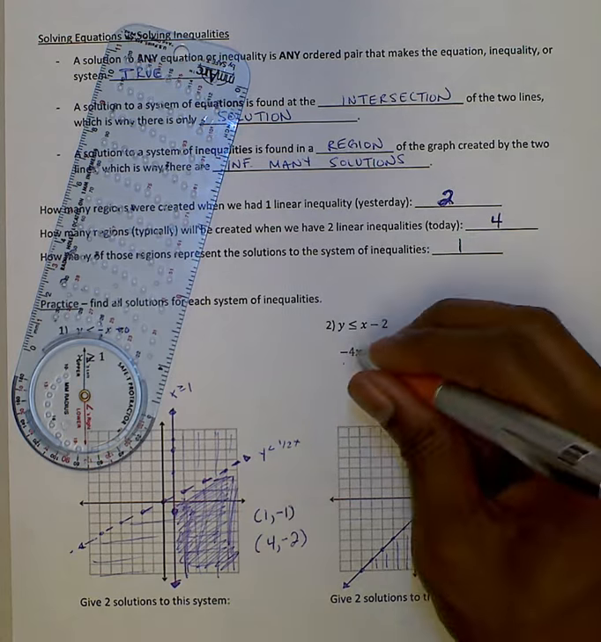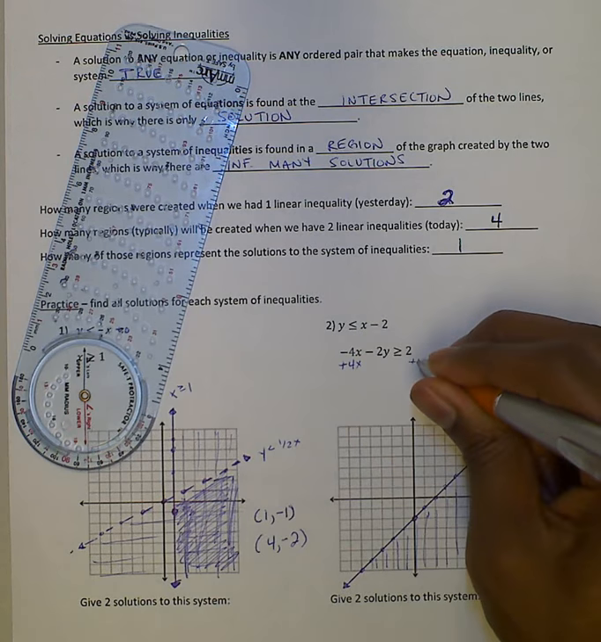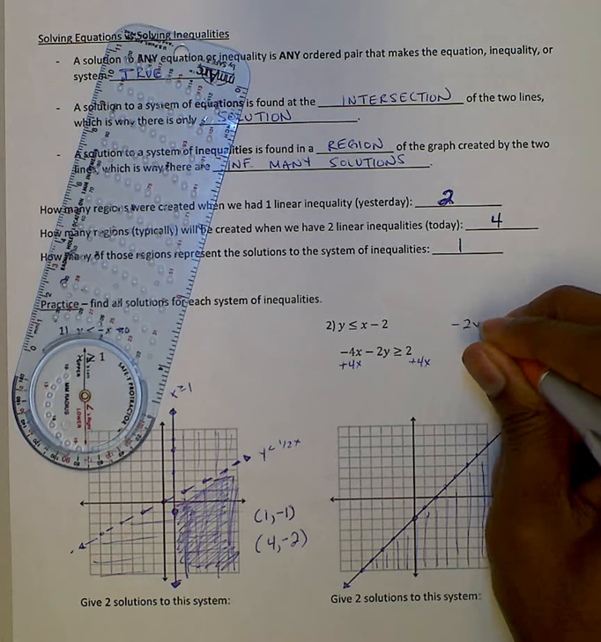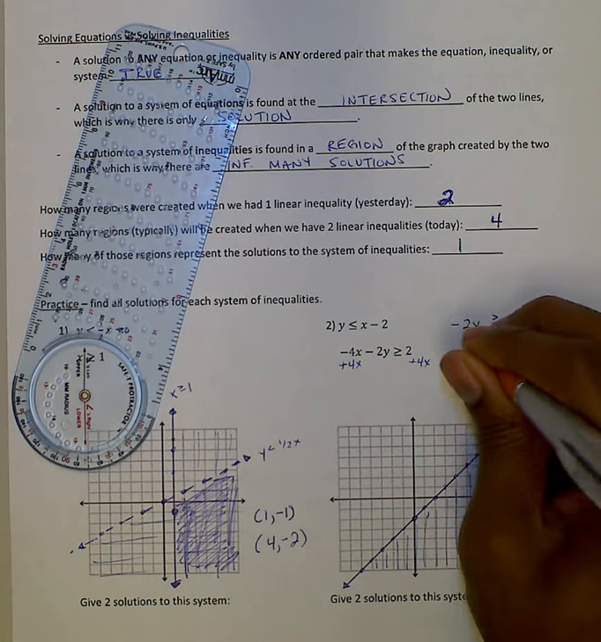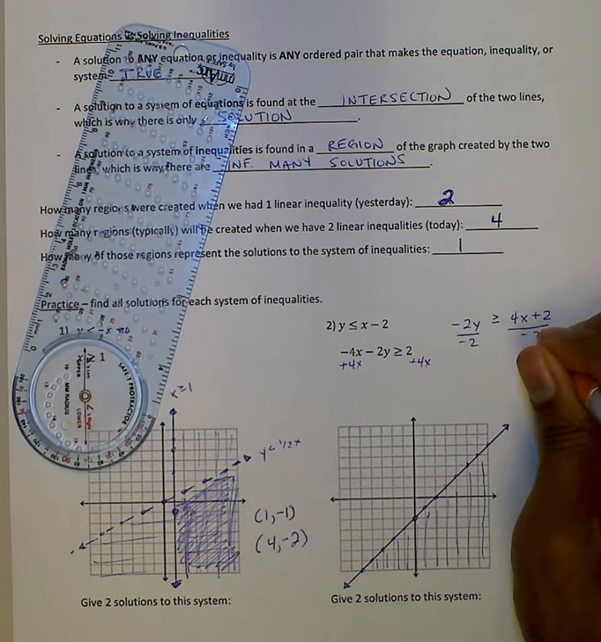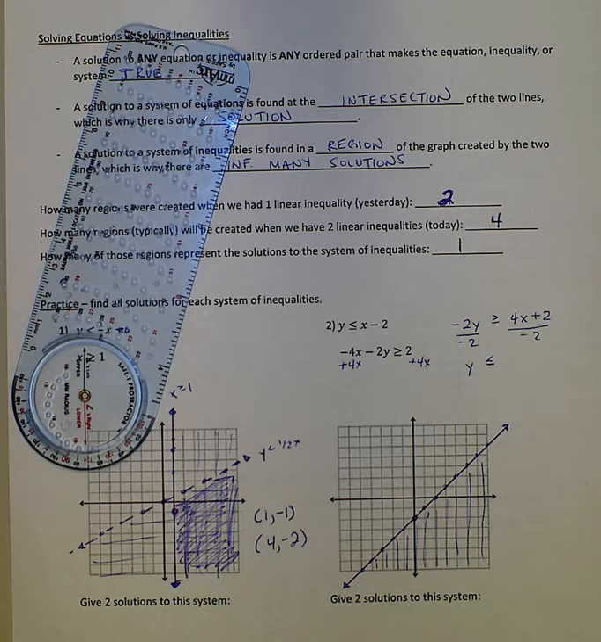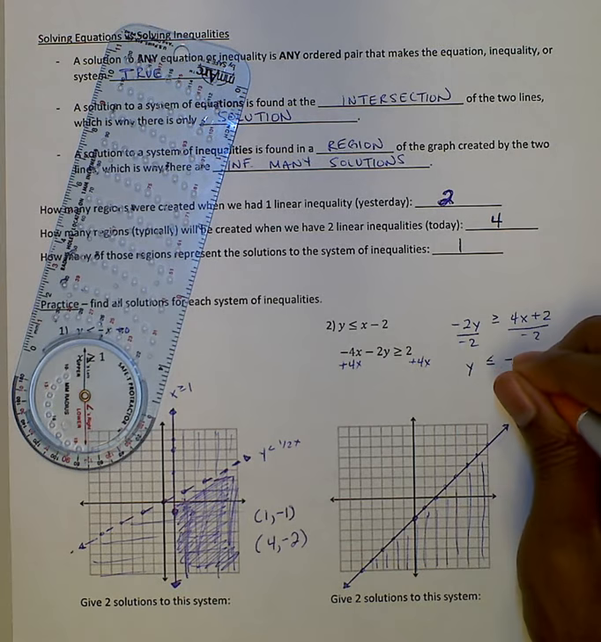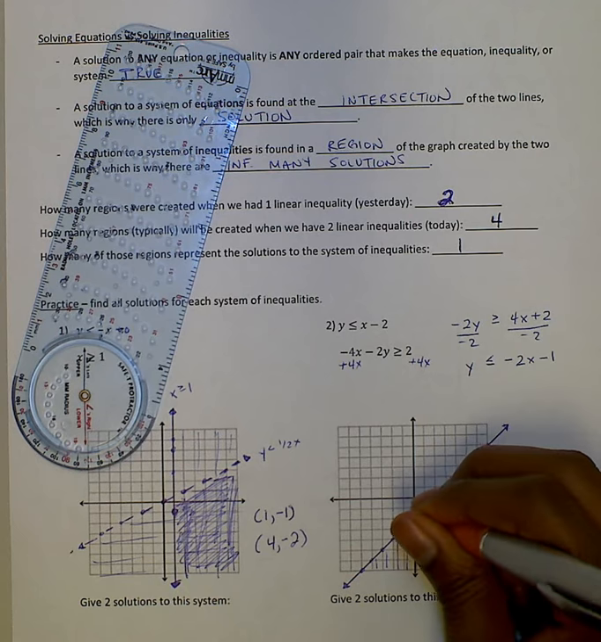Second line I need to solve for y, so I'm going to add 4x to both sides. Add 4x, I have -2y is greater than or equal to 4x plus 2. Then I'll divide by -2. Remember with inequalities, when you multiply or divide by a negative number, we have to flip the sign. So we have -2x minus 1. So our y-intercept is at -1 here.